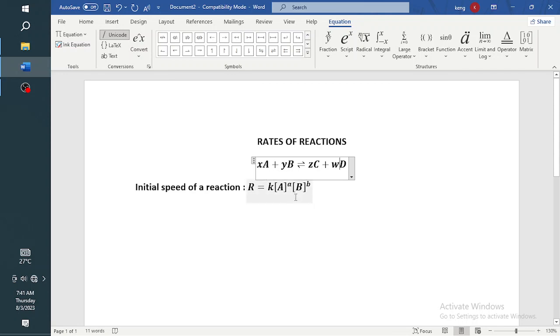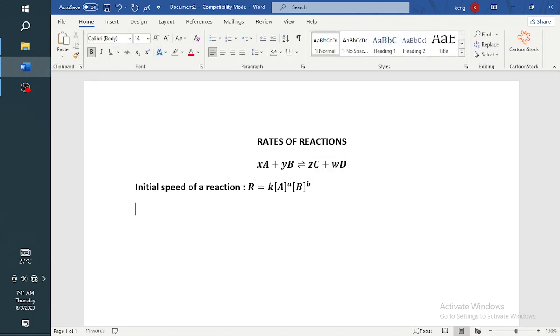Now small a is called the partial order of the reactant A, and small b is called the partial order of the reactant B. We see that when we are dealing with the rate, we just deal with the reactants. The products have nothing to do with it here. To make things convenient for us, let me just consider a situation where we have just one reactant. So maybe consider the reaction below.